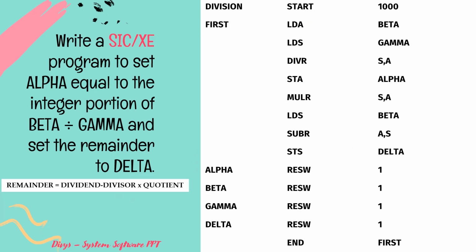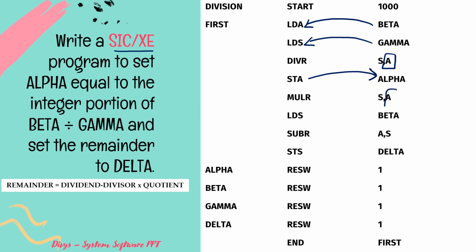Next, we'll write the same program but for SIC/XE. So here what we have done is we have to load the accumulator with the value of beta. Then we are loading the S register with that of gamma. Then we have used DIVR and the result would be there in the accumulator and we are storing that in alpha. Then we are using MULR and we have to multiply S comma A.